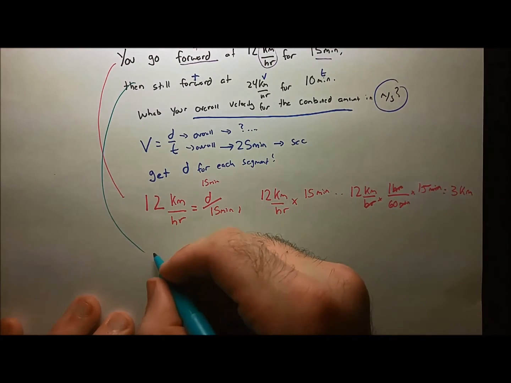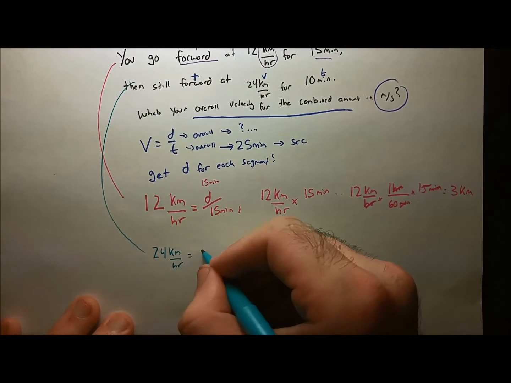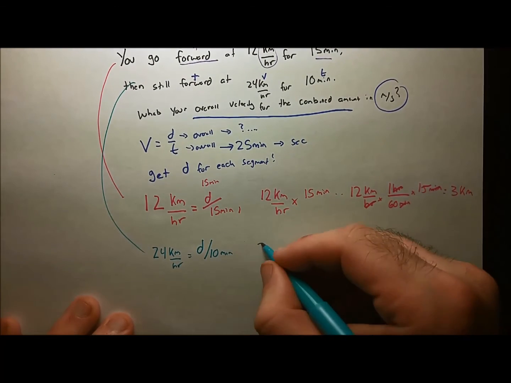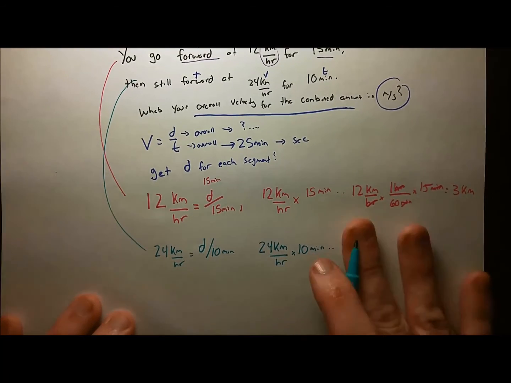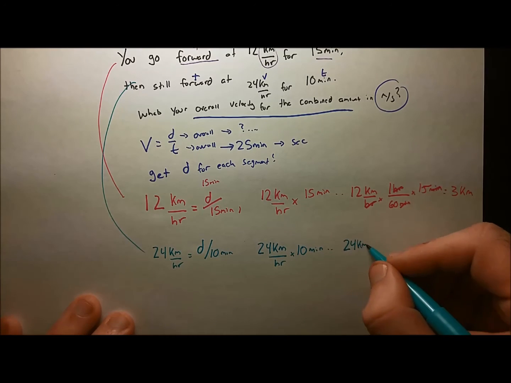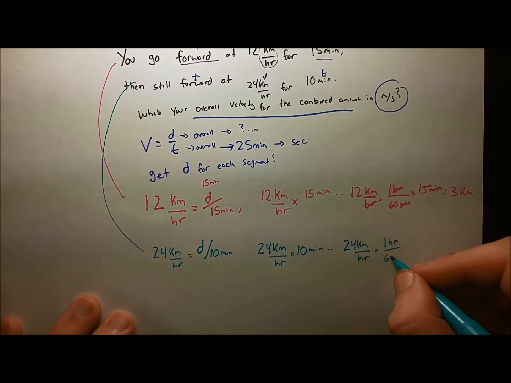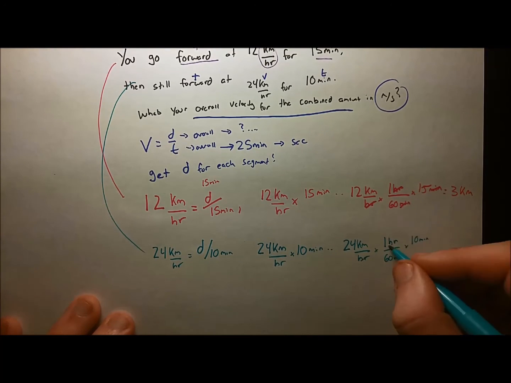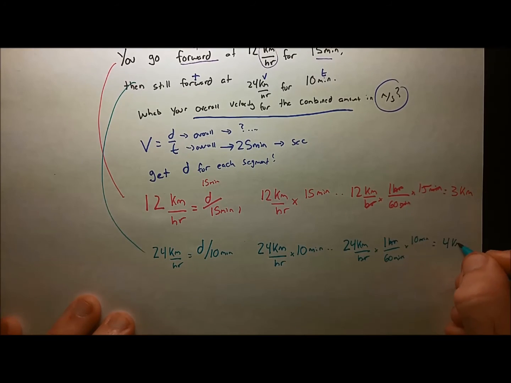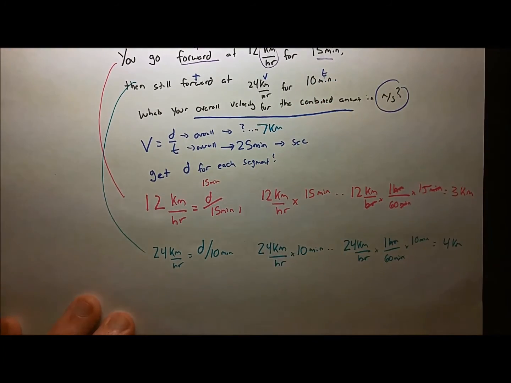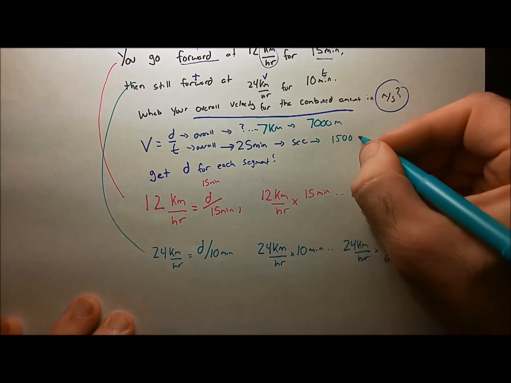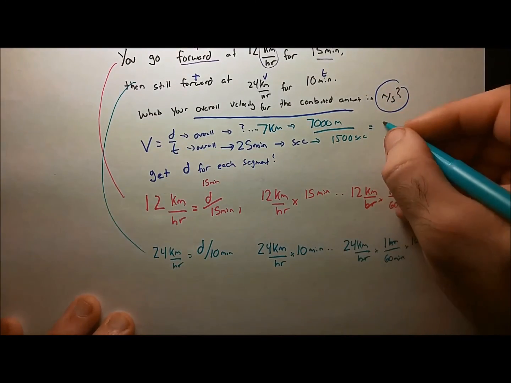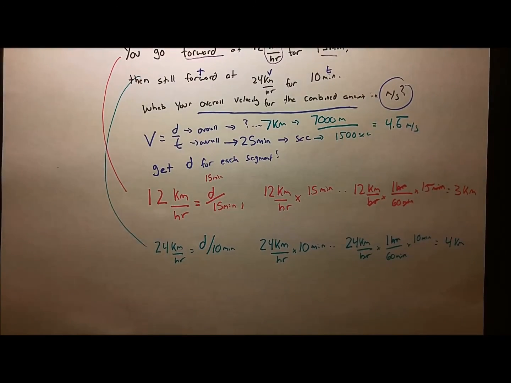I need it again for the second segment, using the numbers from the second segment, 24 and 10. Look at the same thing I'm doing. I'm going to end up multiplying to get d, but there are different units. Therefore, I have to convert the hours to minutes so they cancel out, and I'm left with 4 kilometers. So combined, the total is 7 kilometers. But I wanted meters, not kilometers, so it's 7,000 meters. Convert the minutes to seconds, and since velocity is displacement over time, I get 4.6 meters per second. Let's do some physics.